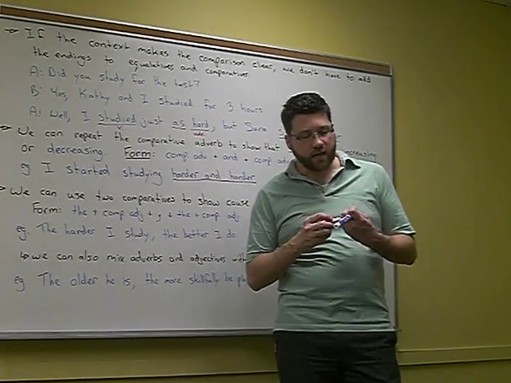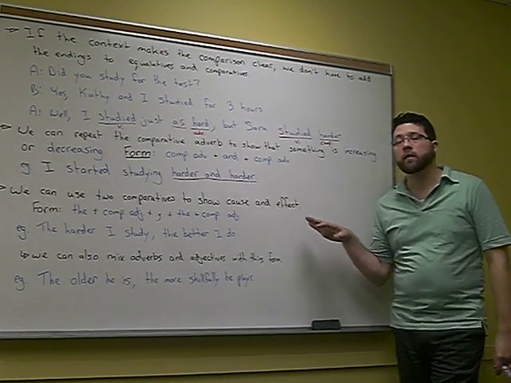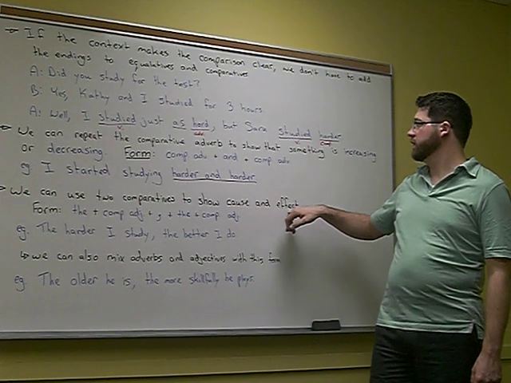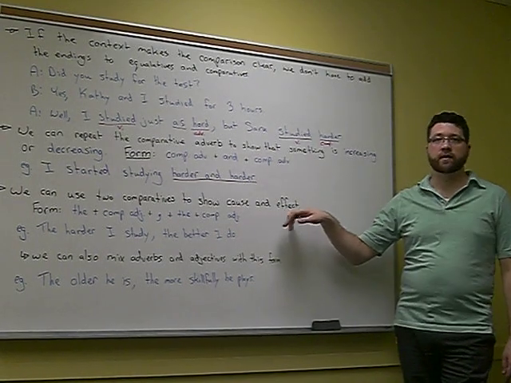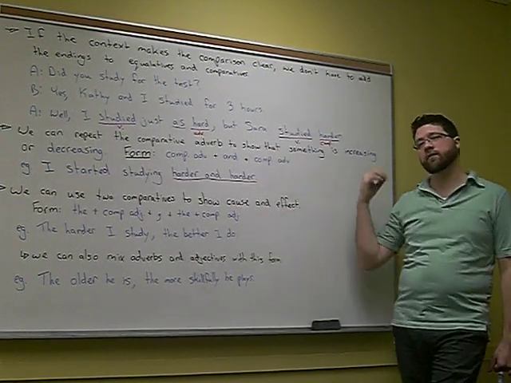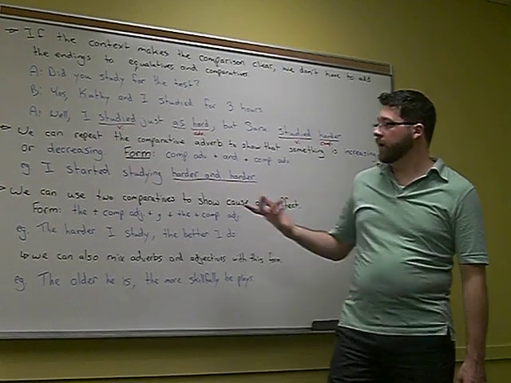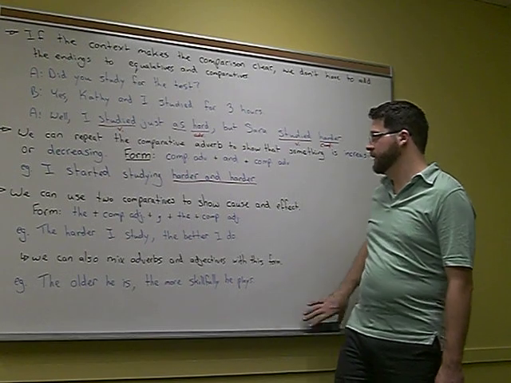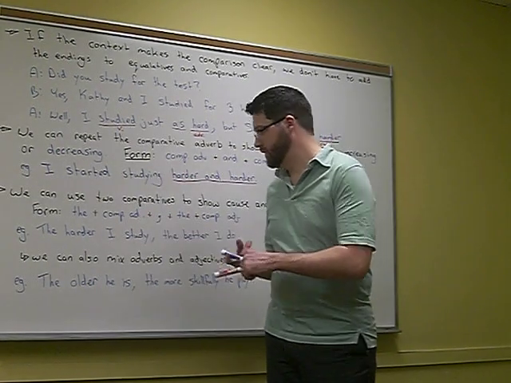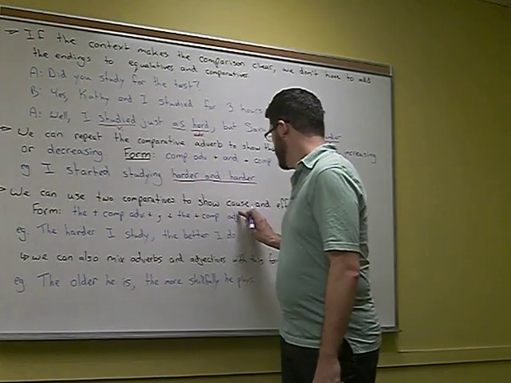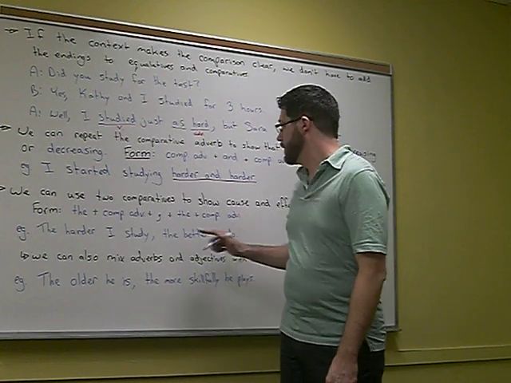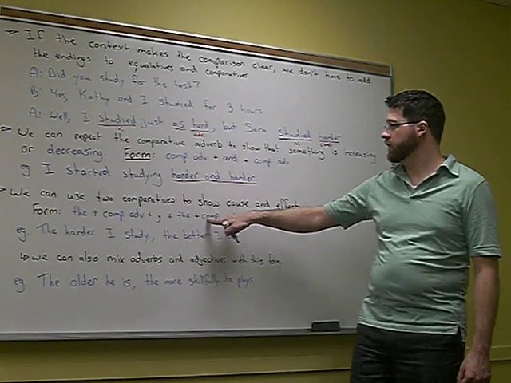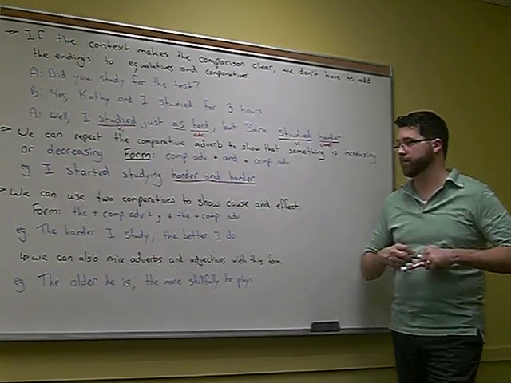Okay. And the last form, which we're also familiar with from adjectives, is to show cause and effect. To show that one thing causes another thing. And we use the form the plus comparative adverb, not adjective, plus comma. We use a comma. Then we have the plus comparative adverb.